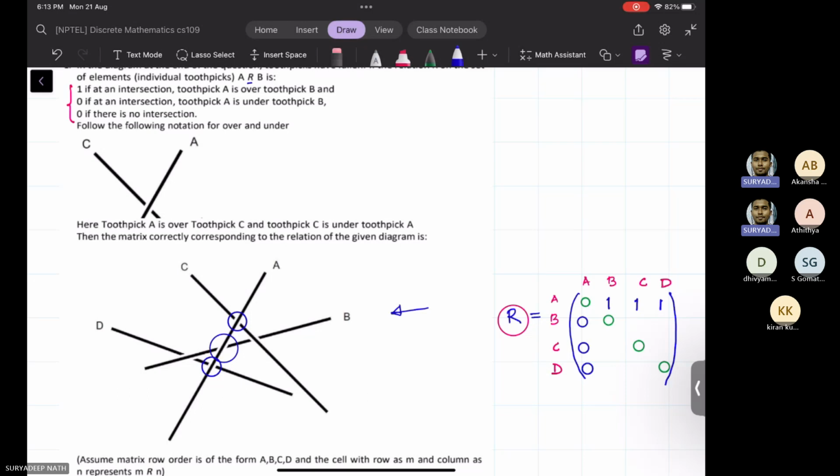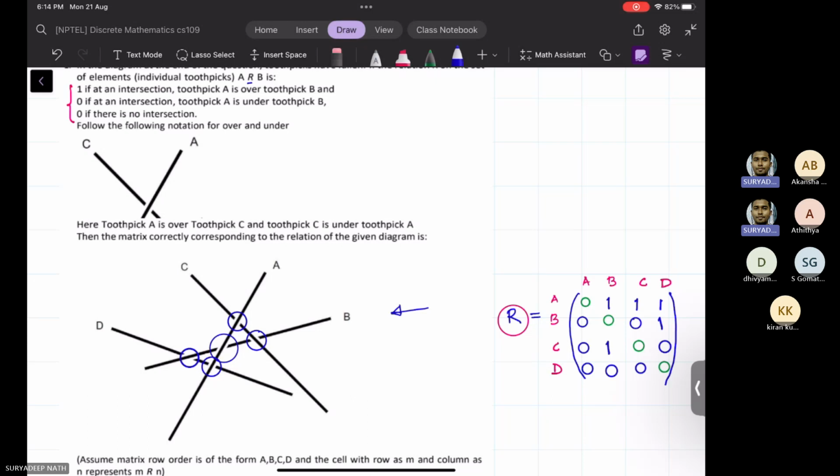For B and C, C is above B. So B and C is 0, but C and B is 1, because C is above B. For B and D, B is above D, so it would be 1, and D and B would be 0. About C and D, if you see, they do not intersect at all, so both the elements would be 0. So this is the relationship matrix that we get using this.